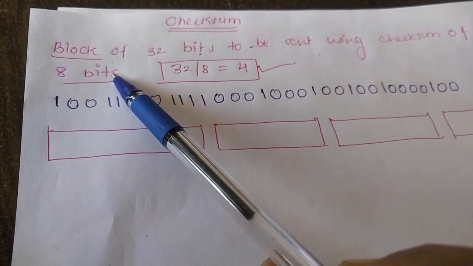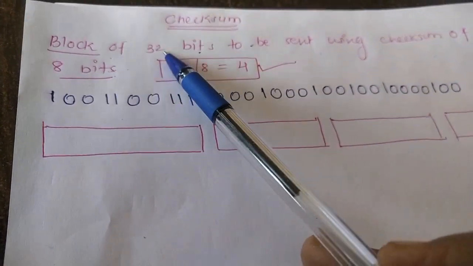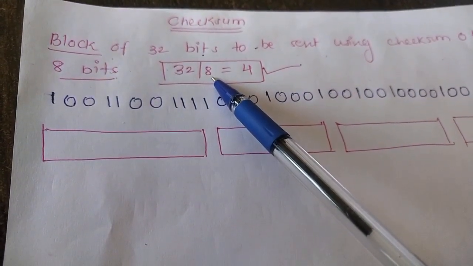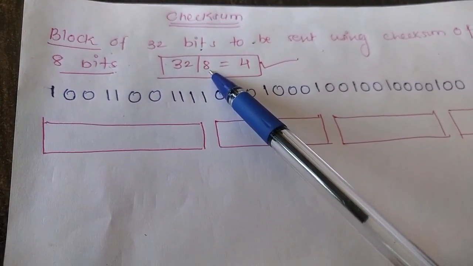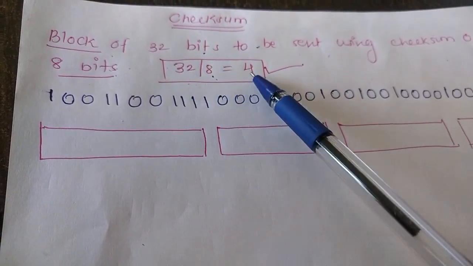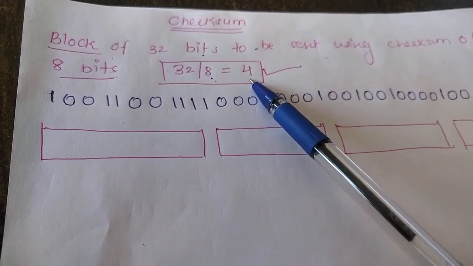So what we are going to do? We are going to divide this 32 bit data into 8 bit blocks. One block is of 8 bits. So how many blocks will be there? 32 divided by 8. So total 4 blocks will be there.